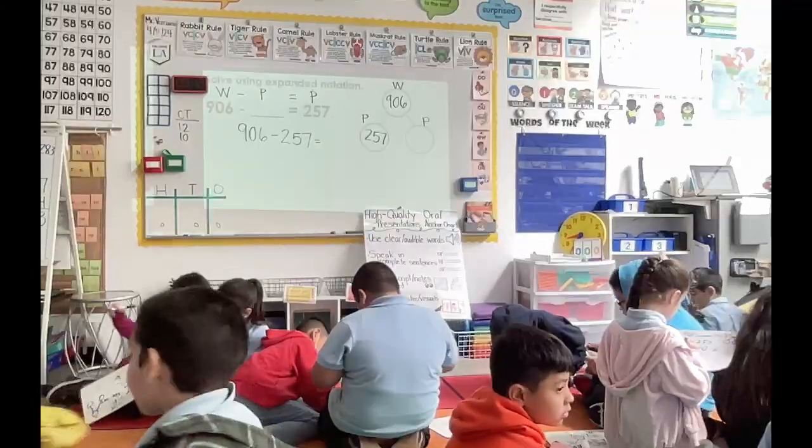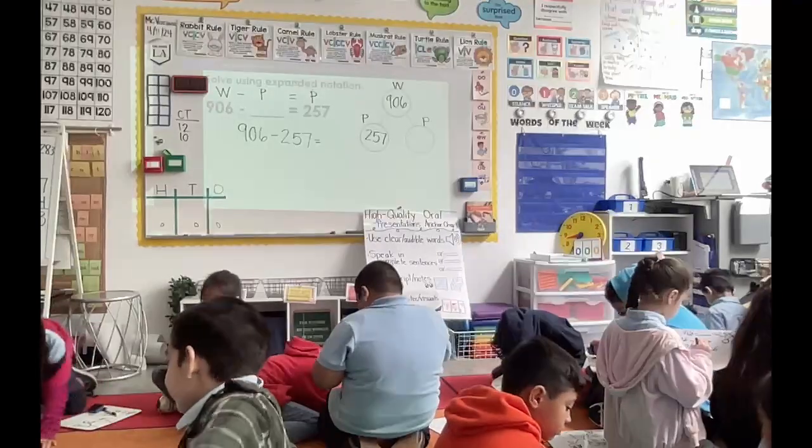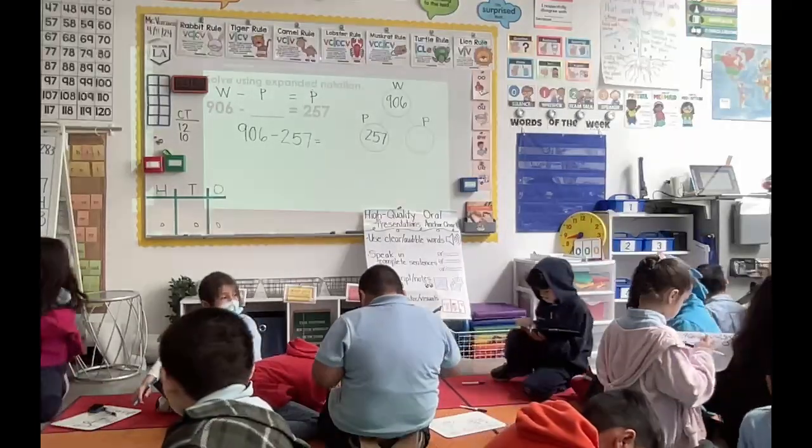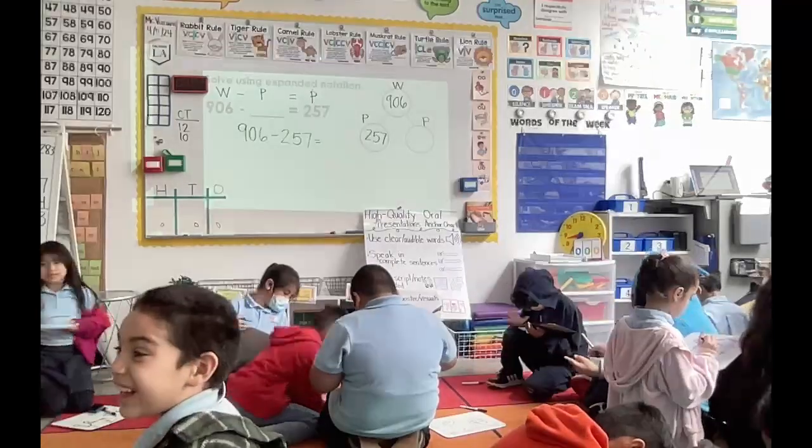So what's 6 plus 10 more? 16. Yeah, now you have 16. And don't forget, the 100's gone. Now you just have 90 because you took 10 away. So now do 16 minus 7.